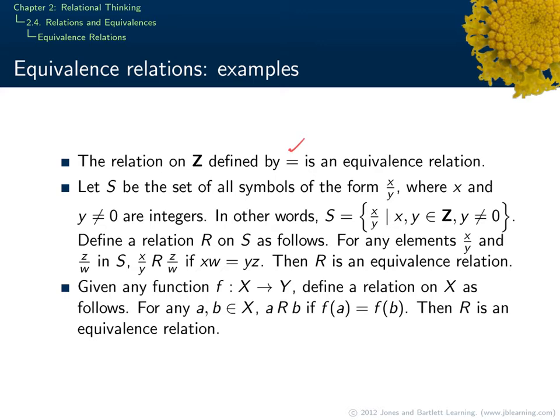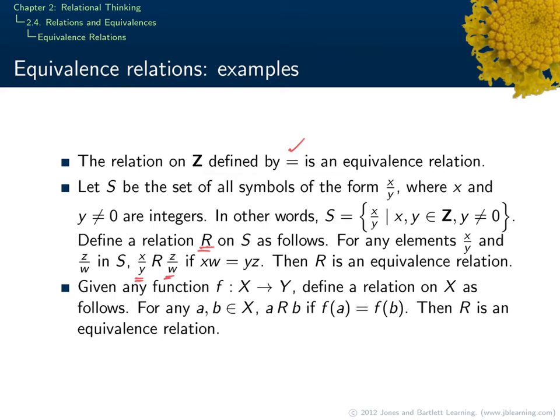In our second bullet point, we're going to let S be the set of all symbols of the form x over y, where x and y are integers and y is not equal to 0. So in other words, S is the set of fractions. And we can define a relation R on the set of fractions as follows. If we've got two fractions, x over y and z over w, we say that the first, x over y, is related to the second, z over w, if x times w equals y times z.